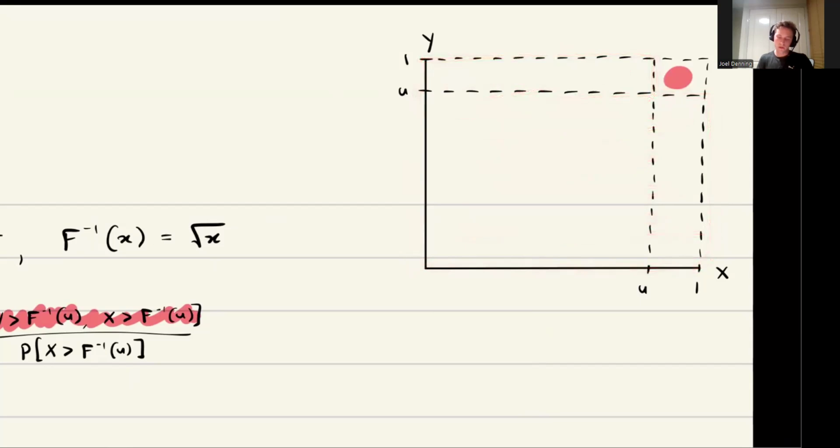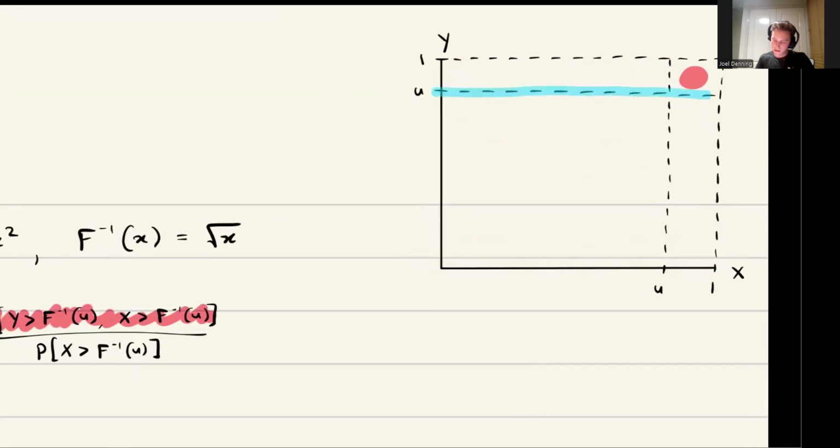So maybe something we could do is, okay, if I take this block, so the probability that x is less than or equal to 1, which is 1, and the probability that y is less than or equal to u, then we can take the corresponding block for the top part up here. Again, this is now the probability that y is less than or equal to 1, which is 1, and the probability that x is less than or equal to u.